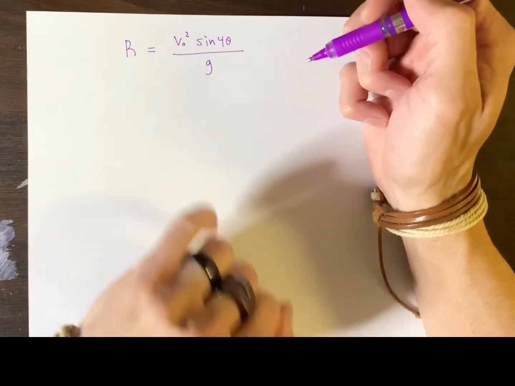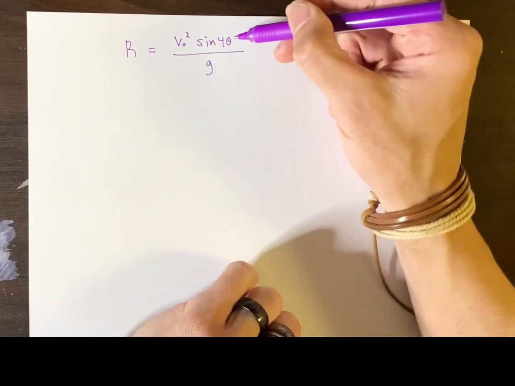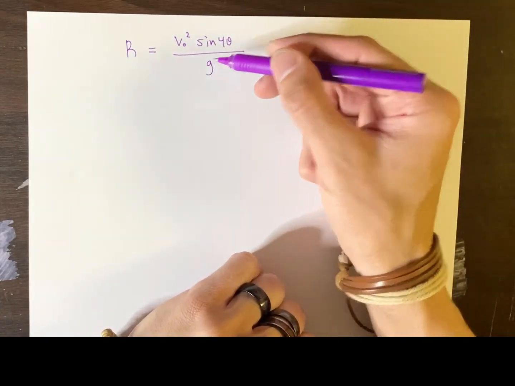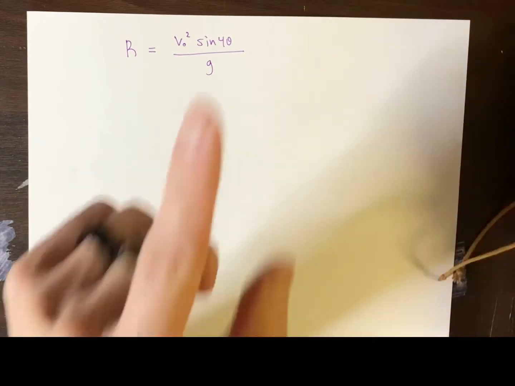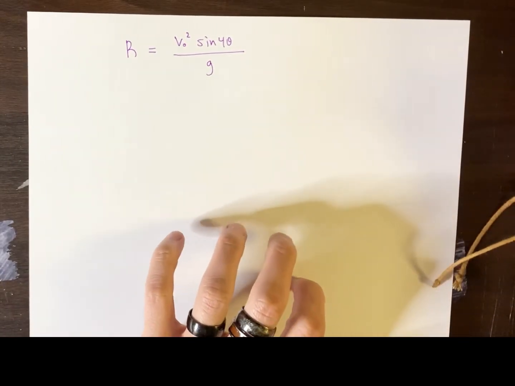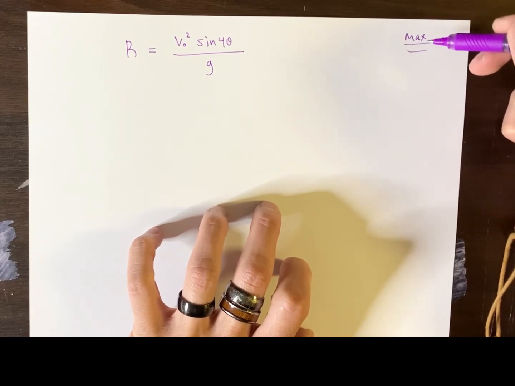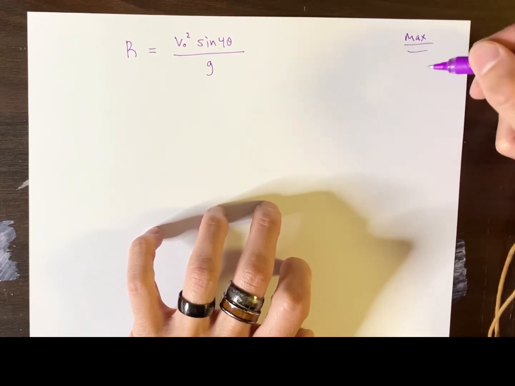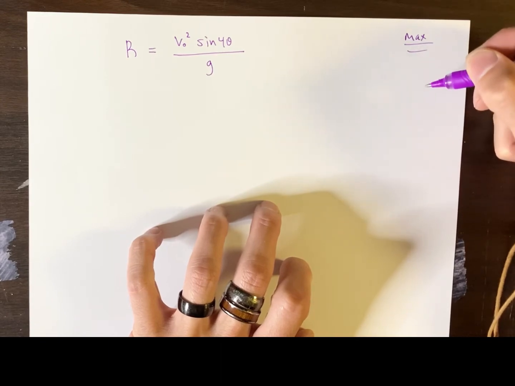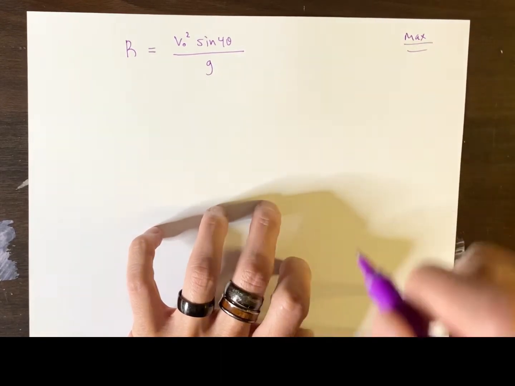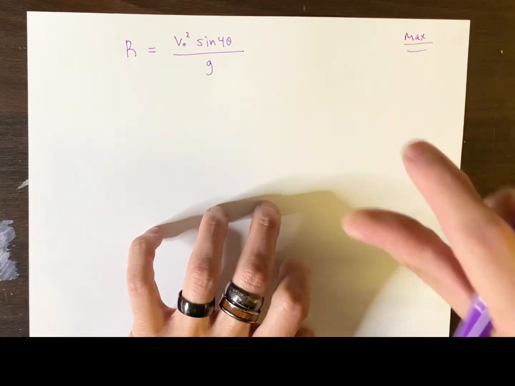R is the range, V naught is the initial velocity, theta is the launch angle, and G has to do with the gravitational constant, which they say is constant. Now, as soon as they say the word maximum, I have two things in mind. Number one, I'm going to find the derivative. Number two, I'm going to set the derivative equal to 0, solve, and that's going to be my optimal angle.